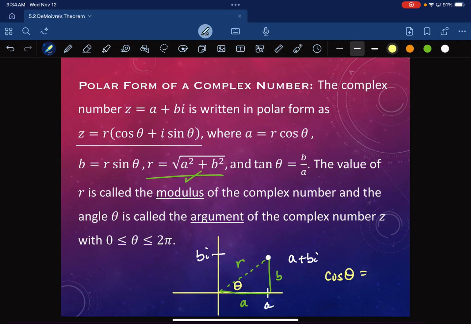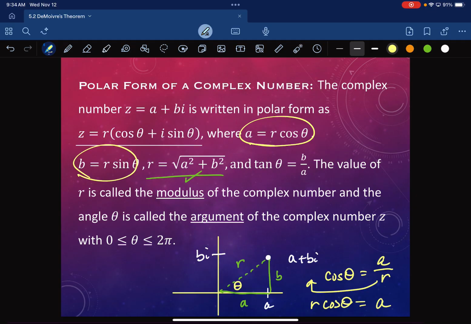Back to chapters 1 and 2. A over R. Cosine is adjacent over hypotenuse. It is A over R. Y'all good with that? Now notice what happens if I multiply the R to the other side. I get R cosine theta equals A, and that's exactly what they told me right here. They're just establishing the relationship between these side lengths and this angle measure that's showing up when I put this into the complex numbers plane.